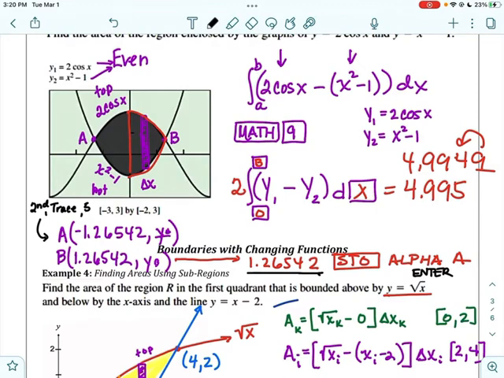Anyhow, when you type this in, you said it was even, and everything is about efficiency and understanding. You want to understand what's going on, but you want to do it as quickly as you can.